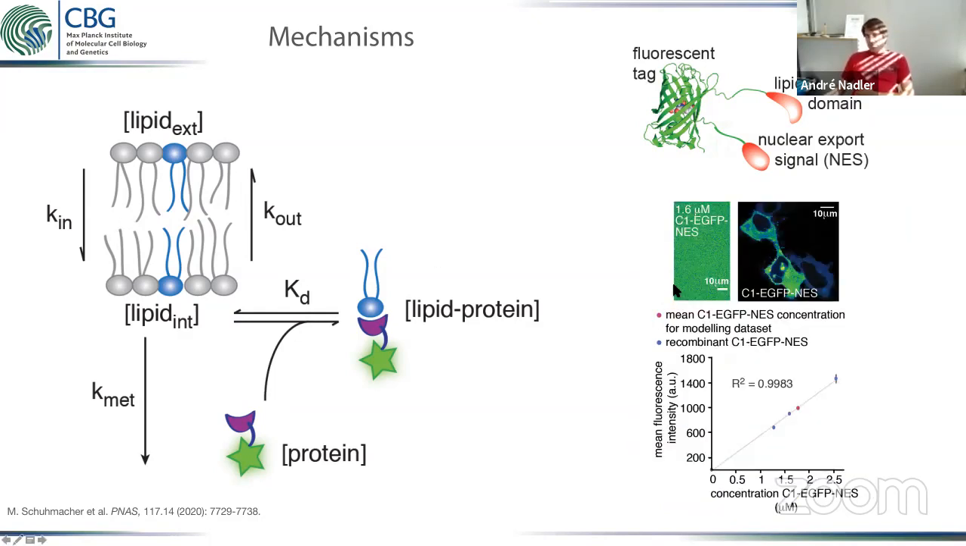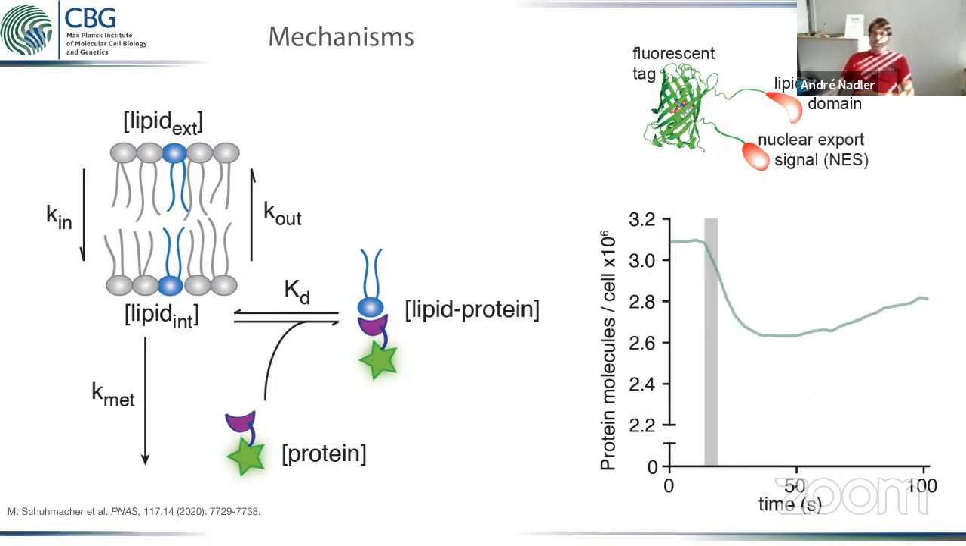To do this quantitatively, what we did is to recombinantly express the C1 EGFP construct. We then acquired essentially again a calibration curve. And using this, and always using the same settings for the uncaging experiments, what you can then do is to determine the concentration of this lipid binding protein in each individual cell. We chose to monitor the concentration of the free protein in the time trace data, as this is most easily accessible by image analysis.